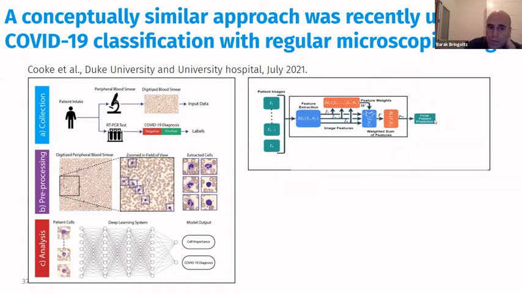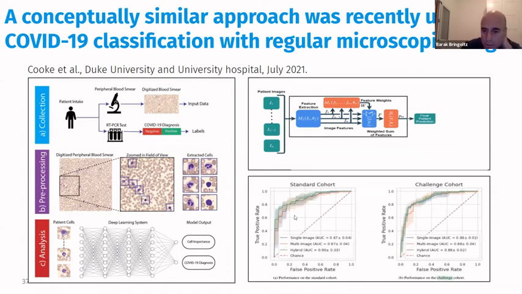So I'm not familiar with the other papers in this context, and they have results like this. This is the ROC curve, roughly speaking, 80% sensitivity and 80% specificity. Which is good enough, I think, for a first attempt.